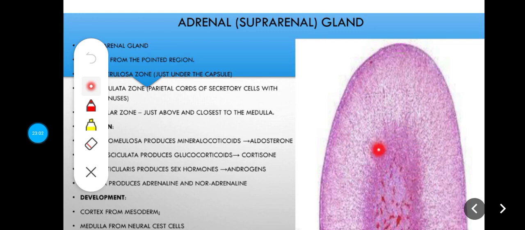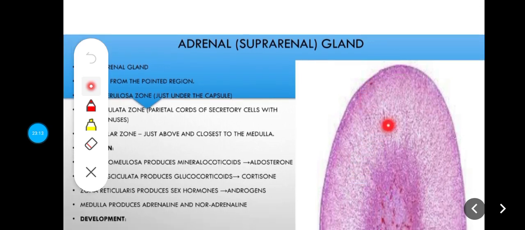So this is the inner zone or the zona reticularis, which contains cells that are aligned in different directions and looks like a network, though it's not really prominent here. Then zona fasciculata. This zone stains slightly, and it contains cells that are arranged in straight columns, like this.